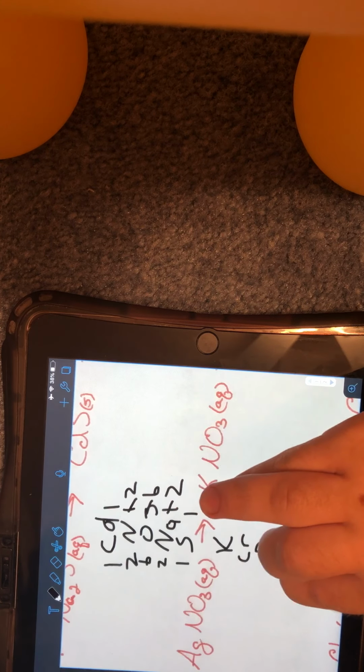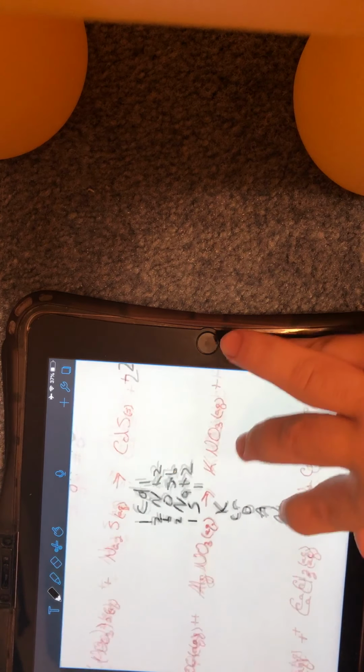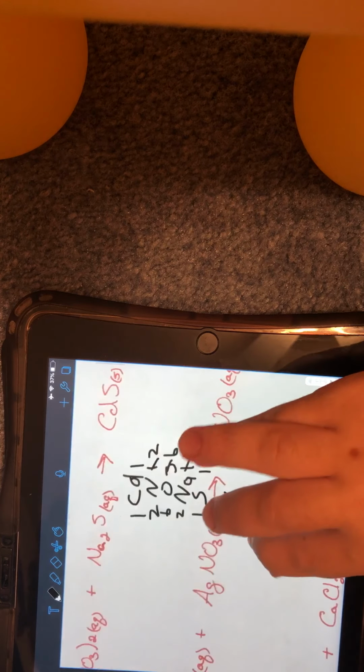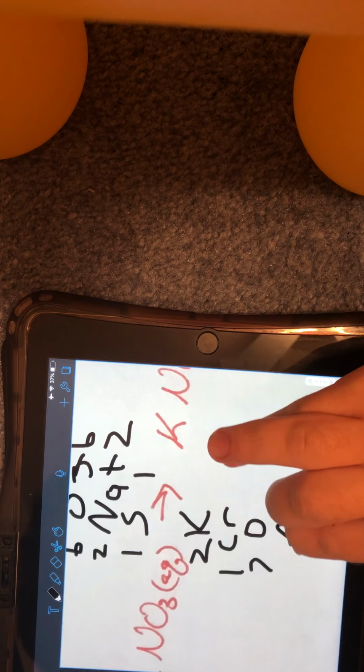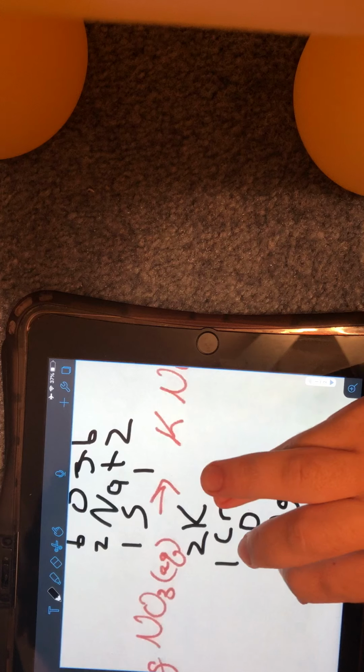So let's balance it. So we have K, Cr, Ag, and N, because we already have an O. I have to do this one pretty small because it's a long list. So K, there's 2, Cr, we have 1, O, we have 1, 2, 3, 4, 5, 6, 7, then 8. Ag is 1, and we have 1 NO3.